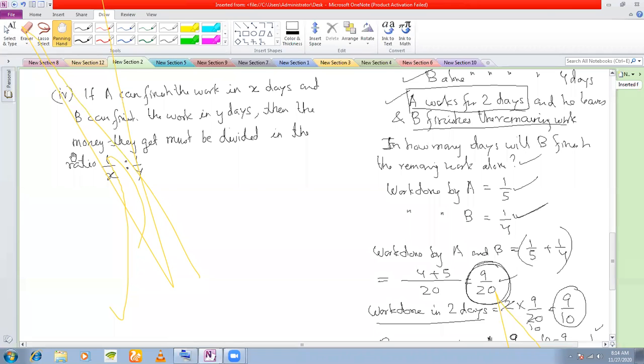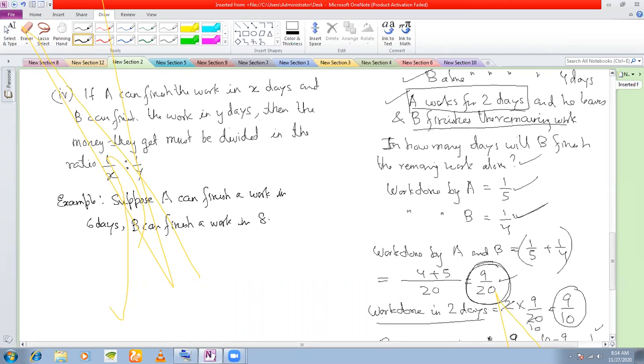Example. Suppose A can finish a work in 6 days. B can finish a work in 8 days.